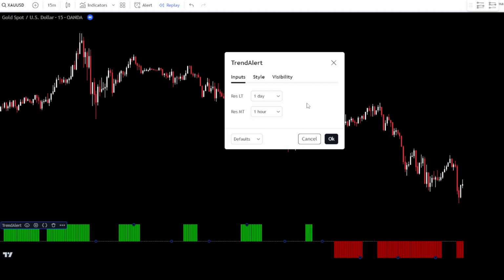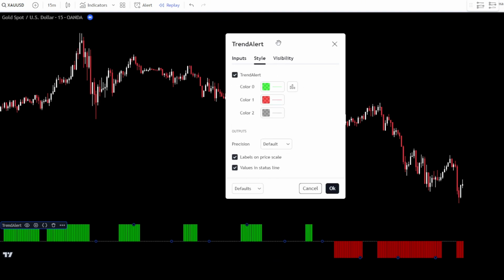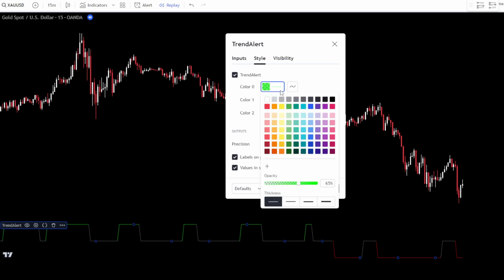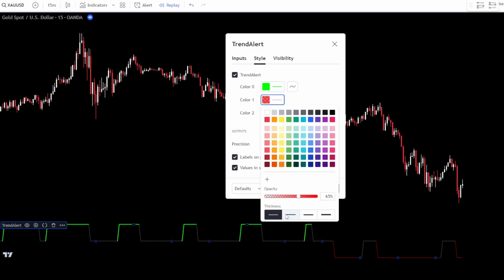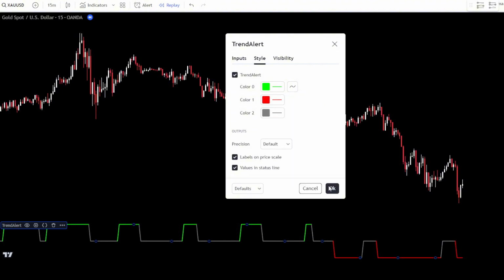Next, go to the Style tab. In the Style tab, change the indicator type to line. Then, adjust the color and line thickness to your personal preference. Once done, simply click OK to save the changes.